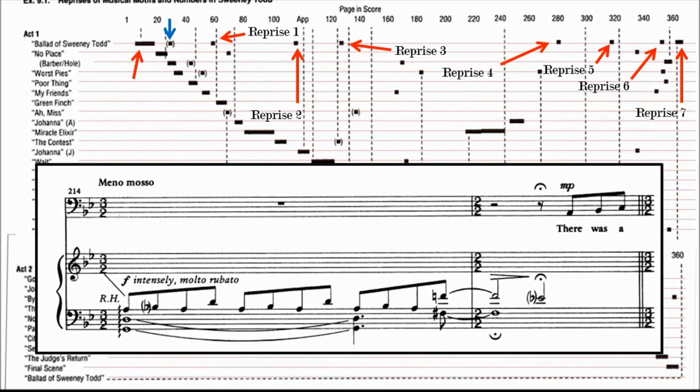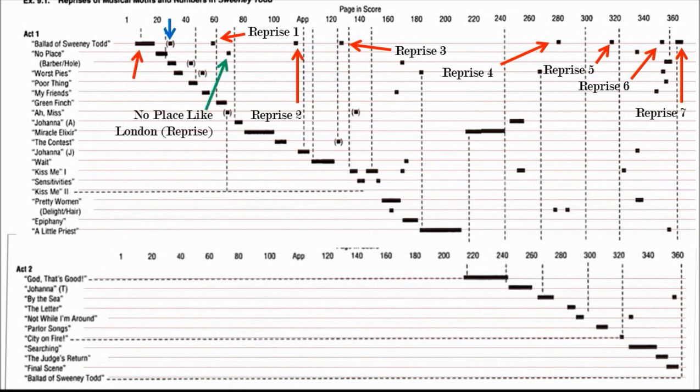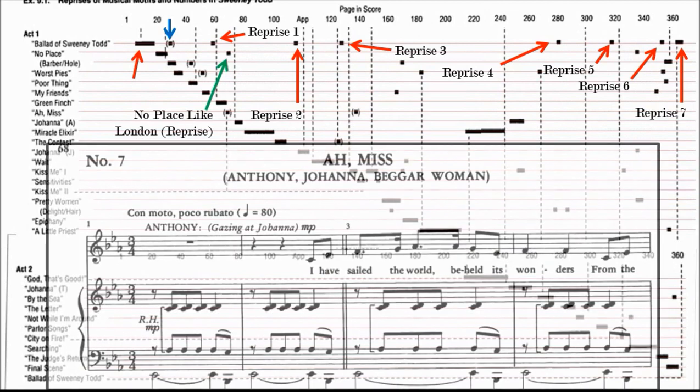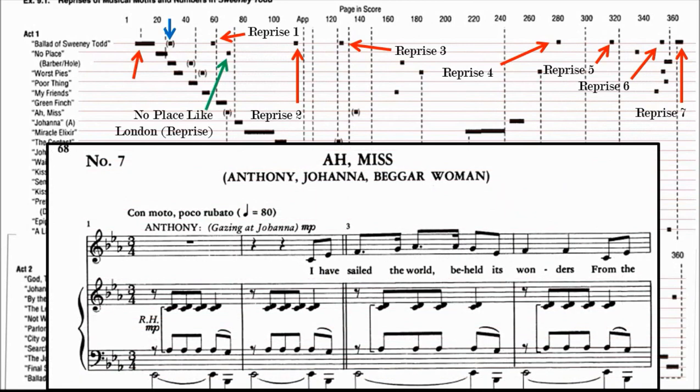There was a barber and his wife. No Place Like London comes back here at the beginning of Ah Miss. I have sailed the world.